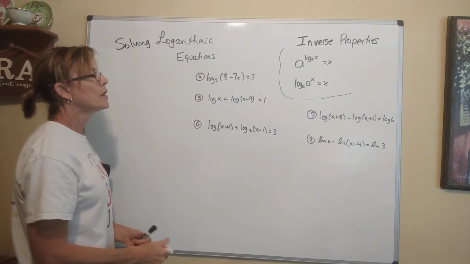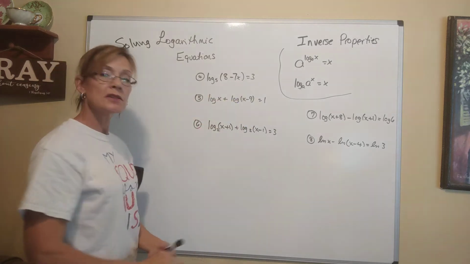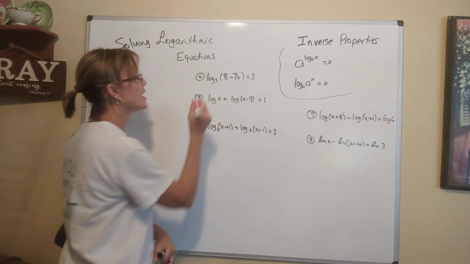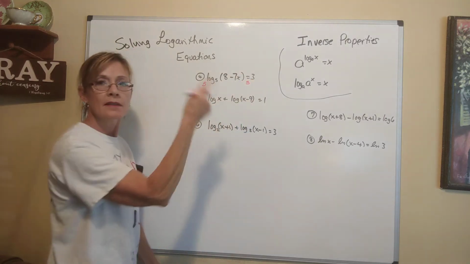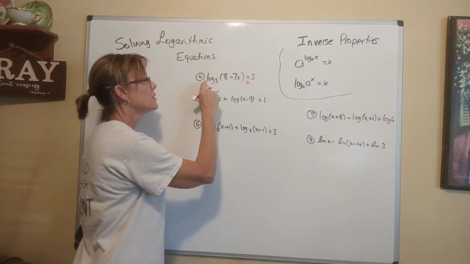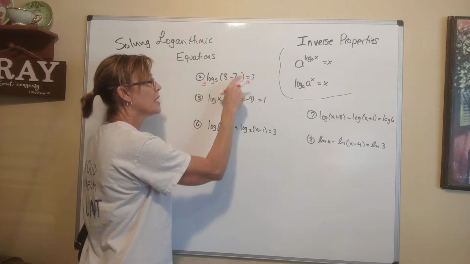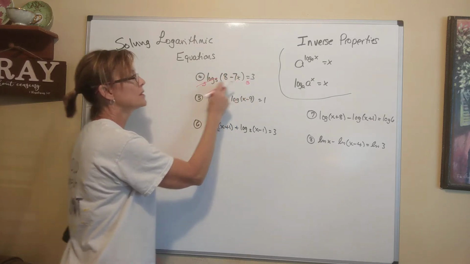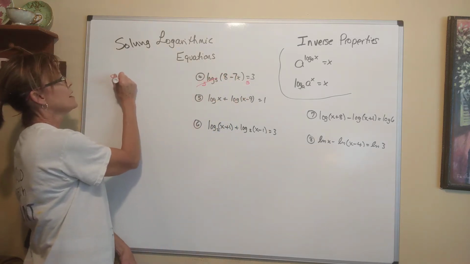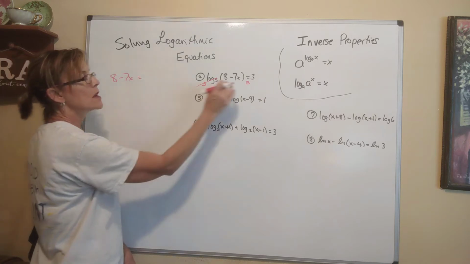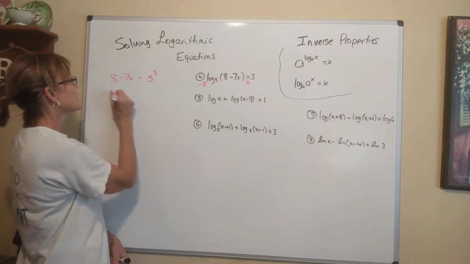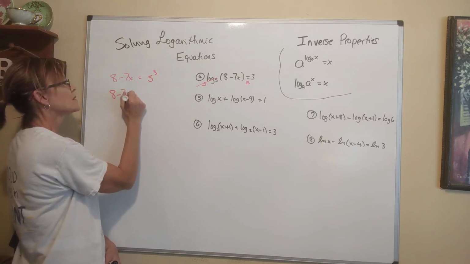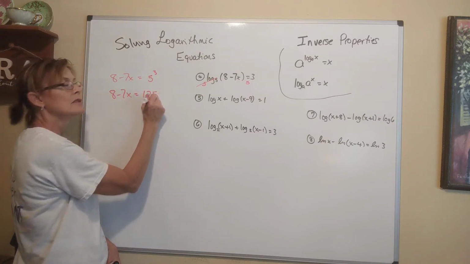So what I'm going to do is raise both sides of this equation by the base, and the base is 5. I'm going to say 5 to the this equals 5 to the that. 5 to the log base 5 of whatever is just the whatever. So what's coming out over here on this side is 8 minus 7x. What's coming out on this side is 5 to the third power. All right, so we get 8 minus 7x is equal to 125.